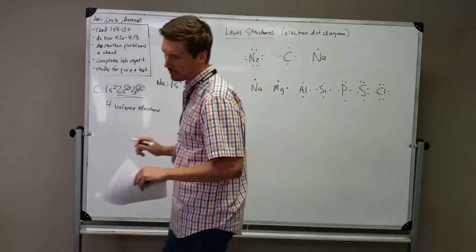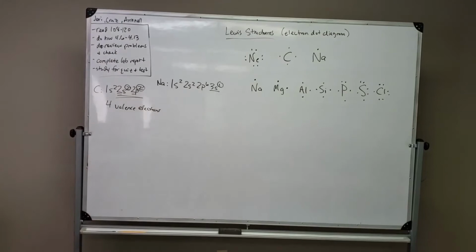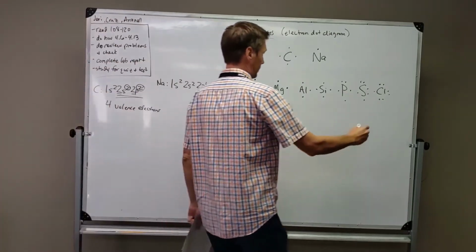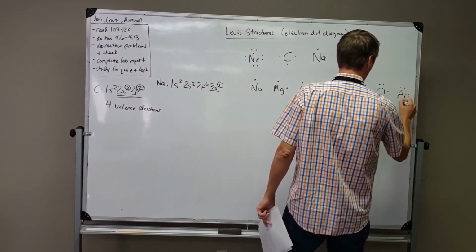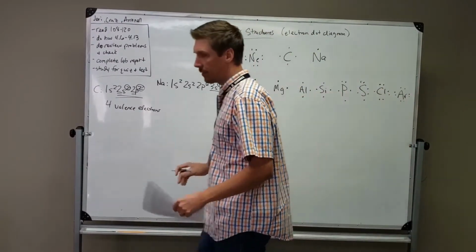And then what's the noble gas on that row? Ar. Sorry, I ran out of room at the end. They're getting a little close together.